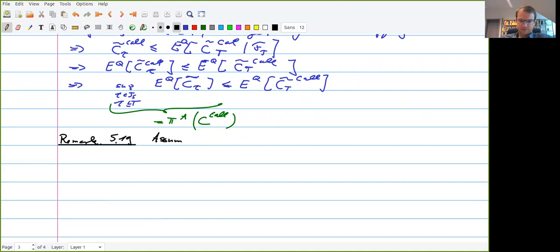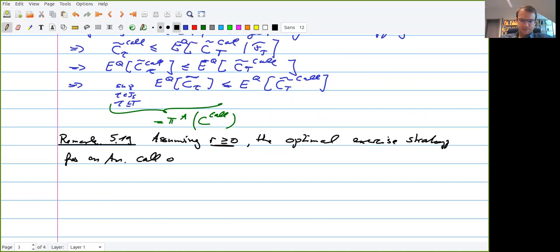Assuming the interest rate is non-negative, the optimal exercise strategy for an American call option is to hold the option until maturity. Right.